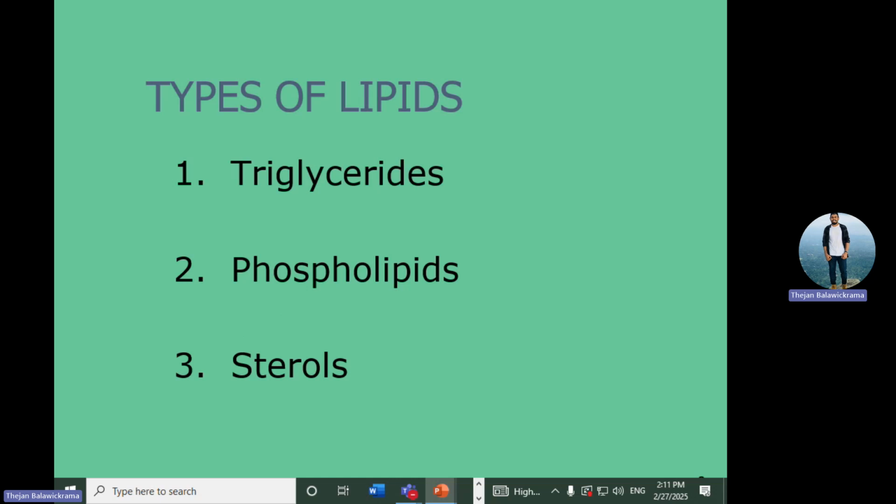Well, speaking of lipids, we have three types of lipids: triglycerides, phospholipids, and sterols. So those are the three lipid types that we are talking about. And remember, lipids are very much easier than carbohydrates and proteins. It's a very simple structure, right? That is because this is not a polymer.